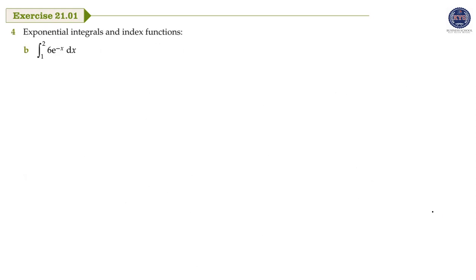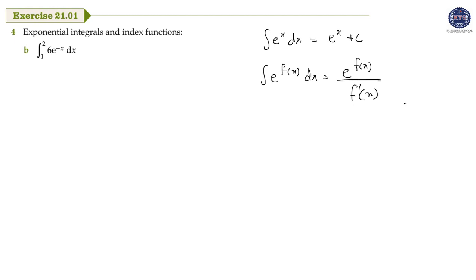Moving on, question number 4. Exponential integrals and index function. Okay, for exponential function, remember integrate of exponent, dia akan dapat balik exponent plus c. Tapi kalau integrate exponent with function, dia akan dapat copy saja semula and jangan lupa differentiate your function. Okay, this is what happening over here, which is kita akan integrate 6 power of 6 exponent power of negative x. So kita akan gunakan the second one lah.